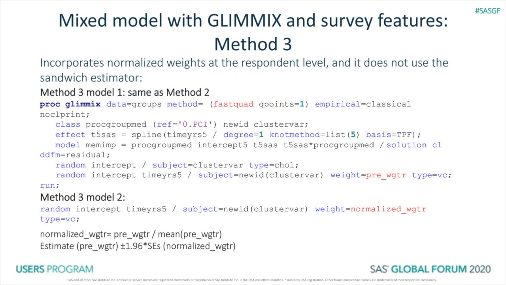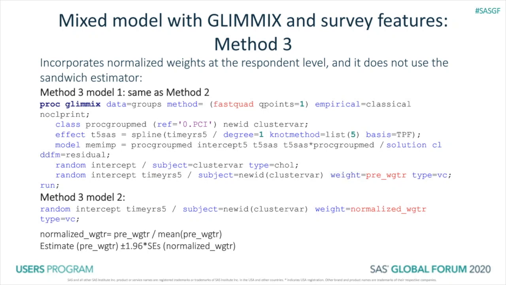In the next method, we have a two-step process. First, in the first model, we fit exactly the same model as we have seen in the previous method too, with the probability weight here and the fast QAP sub-option. Then we obtain, in this first model, the fixed effect estimate. And then we run a second model where we change slightly the second random statement. So basically, instead of using the probability weight, we use something called normalized weight.